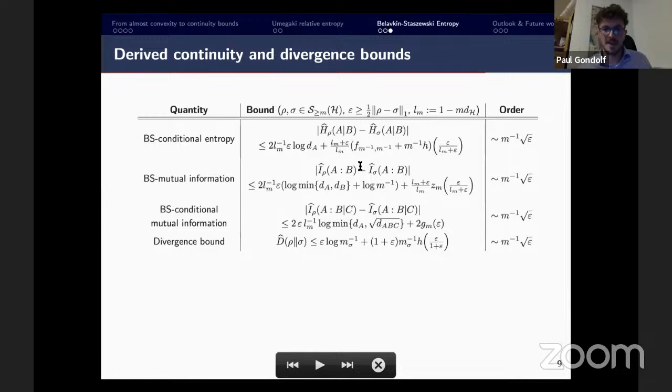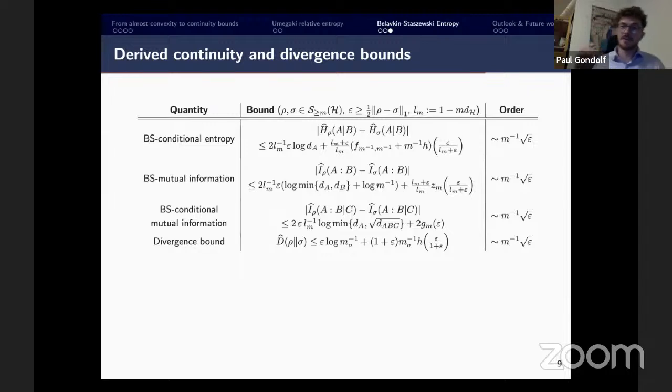So if you massage them a little, you will end up with something that is of order m to the power of -1 times square root of epsilon, and the m in this setting is the lower bound on the minimal eigenvalue of rho and sigma. So we take rho and sigmas that are full rank, not just full rank, but have a bound on their minimal eigenvalue, a lower bound.